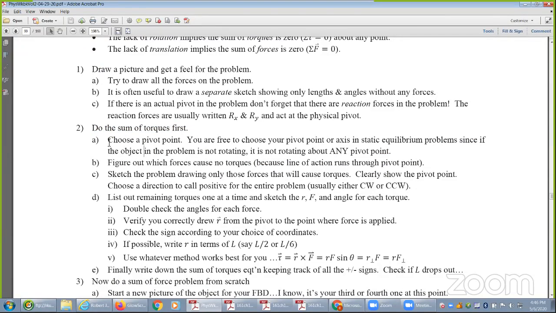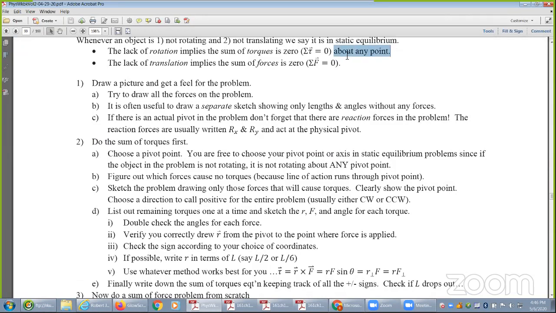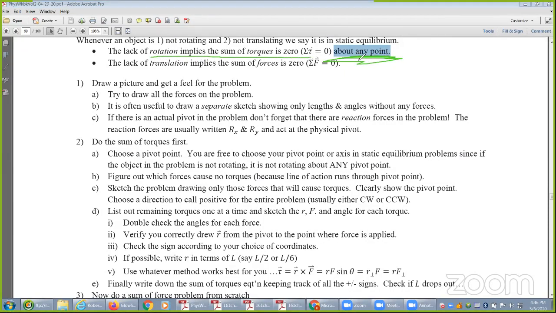So notice when you're doing sum of torques, I want to stress something here. Because its rotation is 0 about any point, you choose the pivot. You get to choose because it's not rotating about any point. Okay? That's huge.